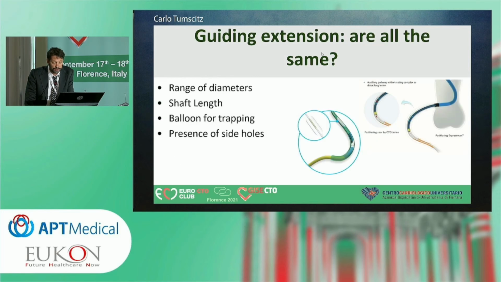And which are the differences between different guiding extensions? There is a range of diameters, because obviously not any guiding extension goes to 7, for example. There are some guiding extensions which go to 8, and just one brand has the 5 and 5.5 French extension, as far as I know.